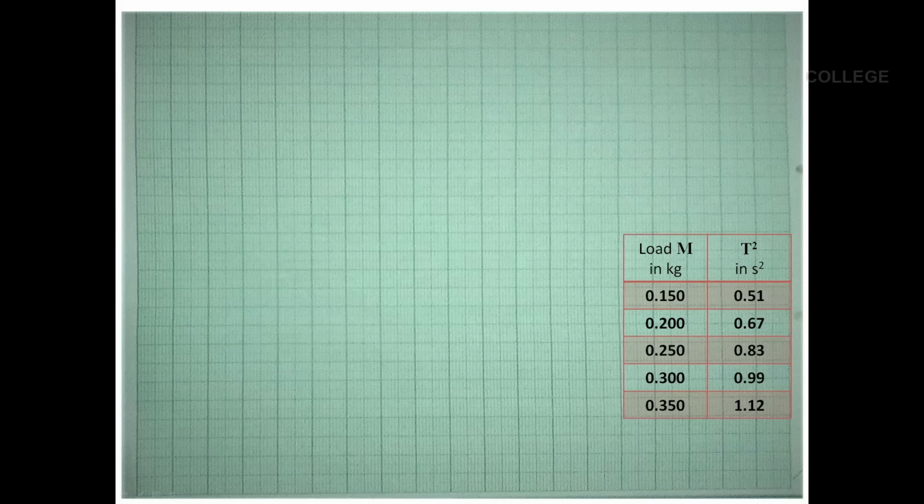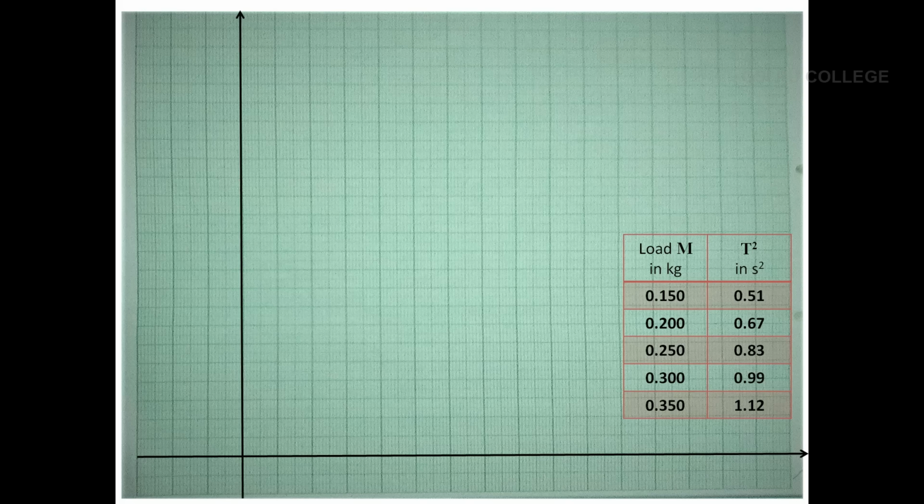Well, these are the two columns, load m in kg which is along x-axis, which are having the points like this: 0.150, 0.200, 0.250, 0.300 and 0.350. So this will be plotted along x-axis, and T square in second square having points like this: 0.51, 0.67, 0.83, 0.99, 1.12. So these points are plotted along y-axis. Let's draw the x-axis and y-axis first. This is x-axis and this is y-axis.